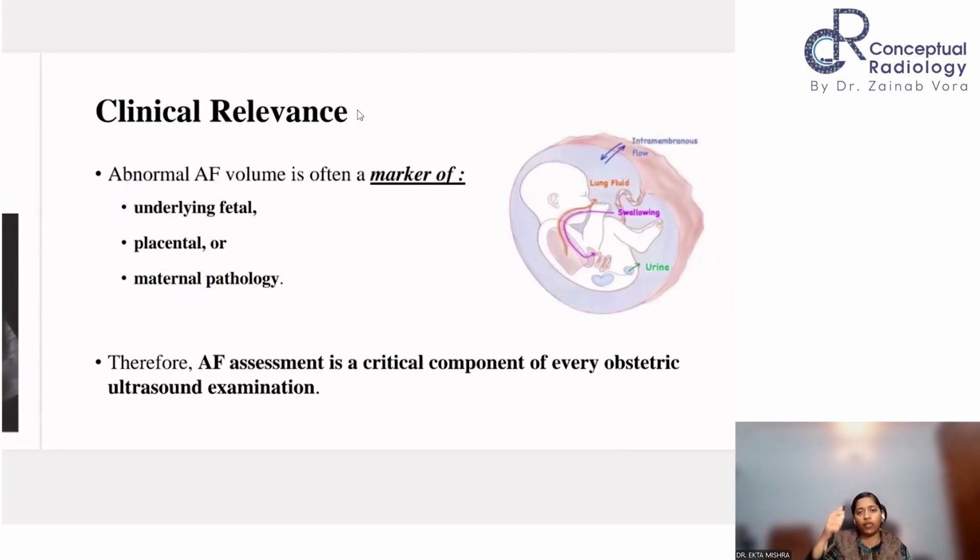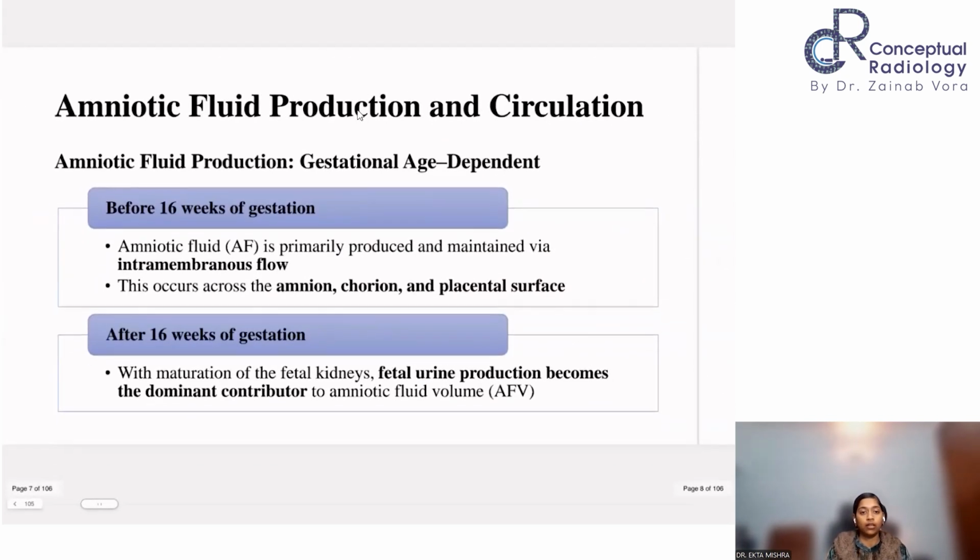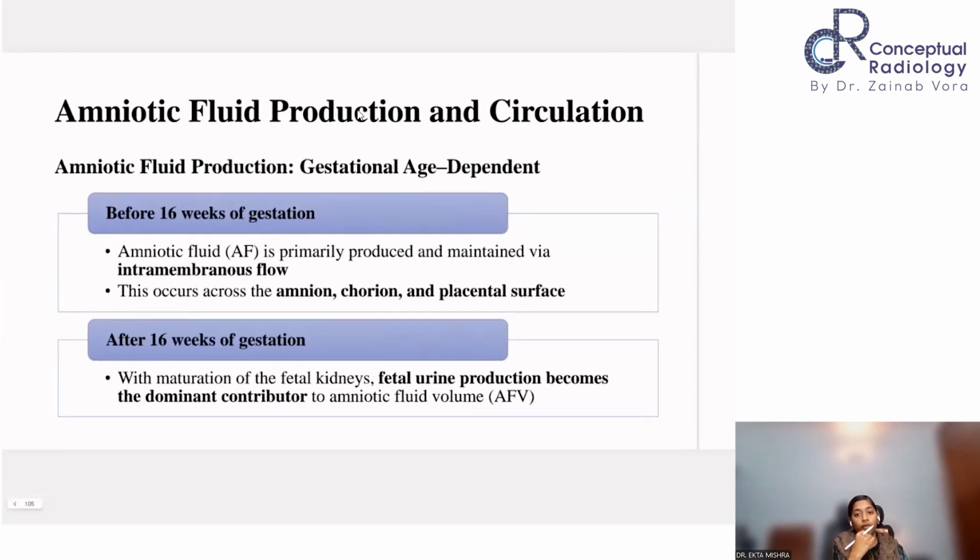Start checking for the fetus, look for structural abnormalities. Maternal, ask for histories and her conditions, and then the placenta ultimately. So amniotic fluid assessment is a critical component of every obstetric scan. Now, amniotic fluid production is gestation dependent. Now, this is important. You should know how it is produced at different gestations.